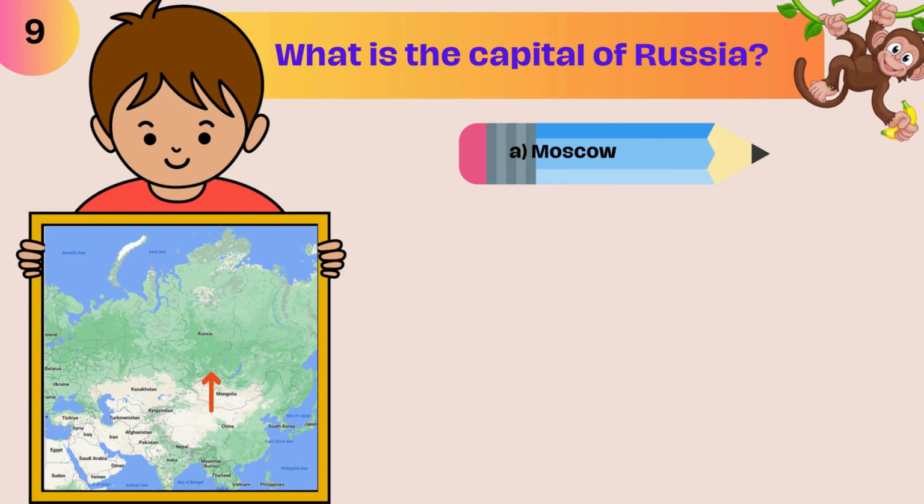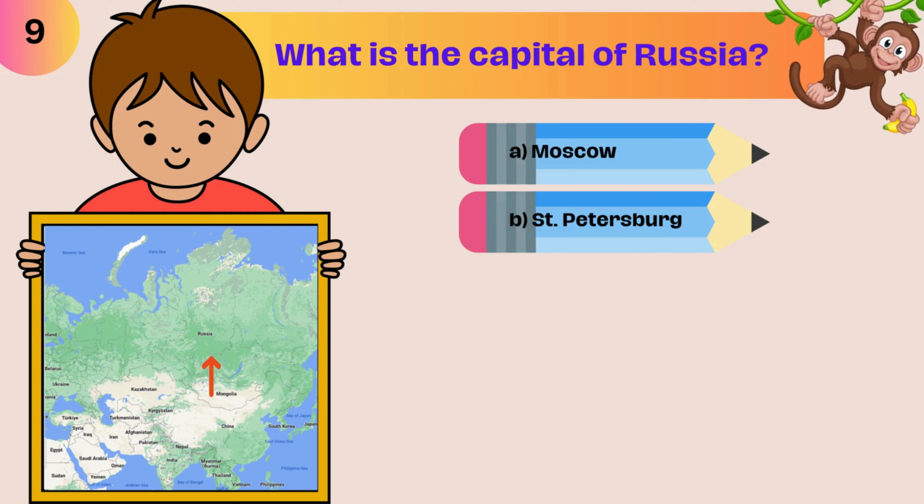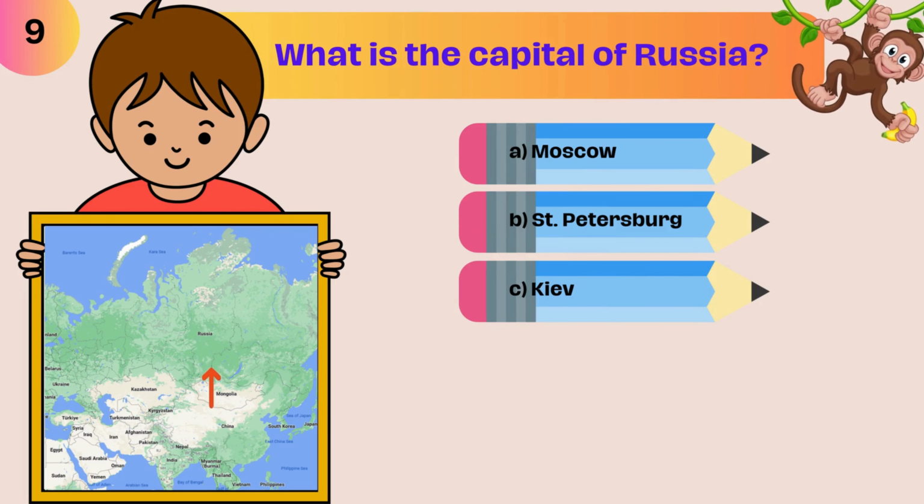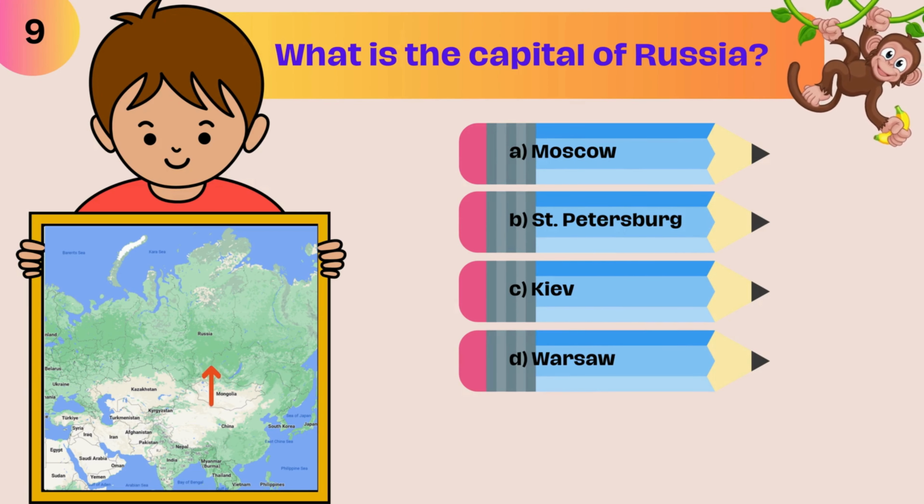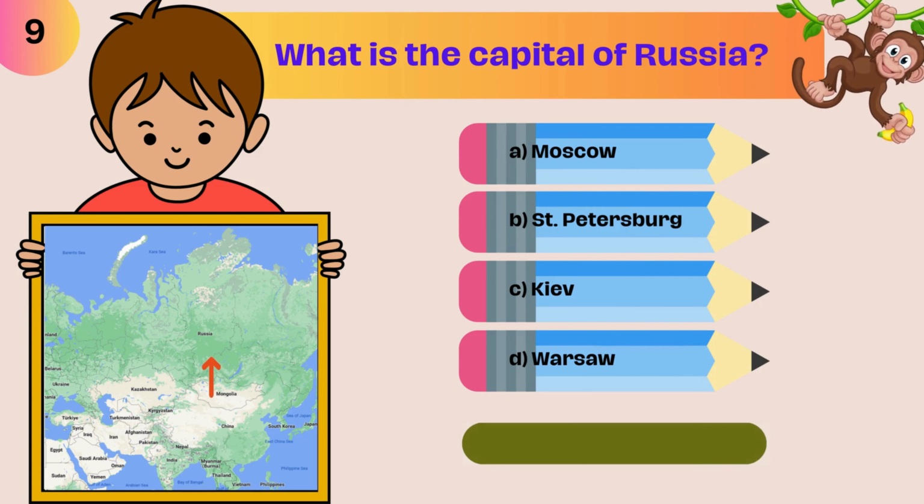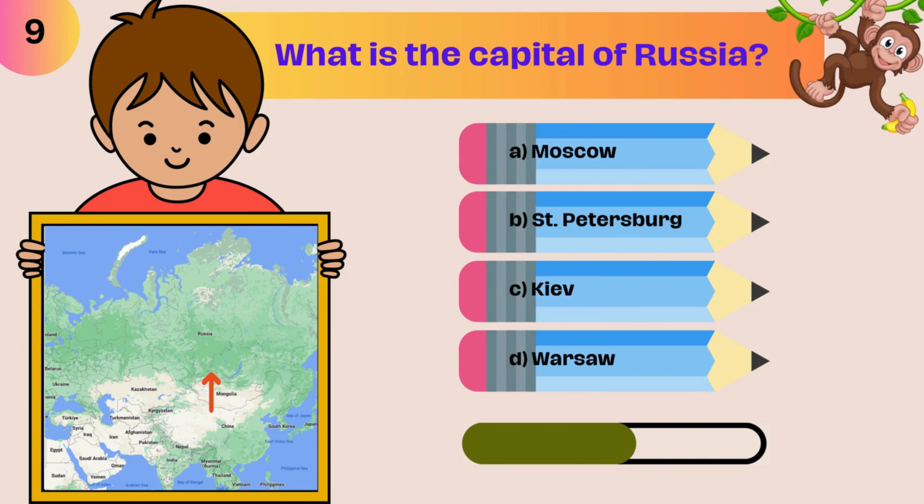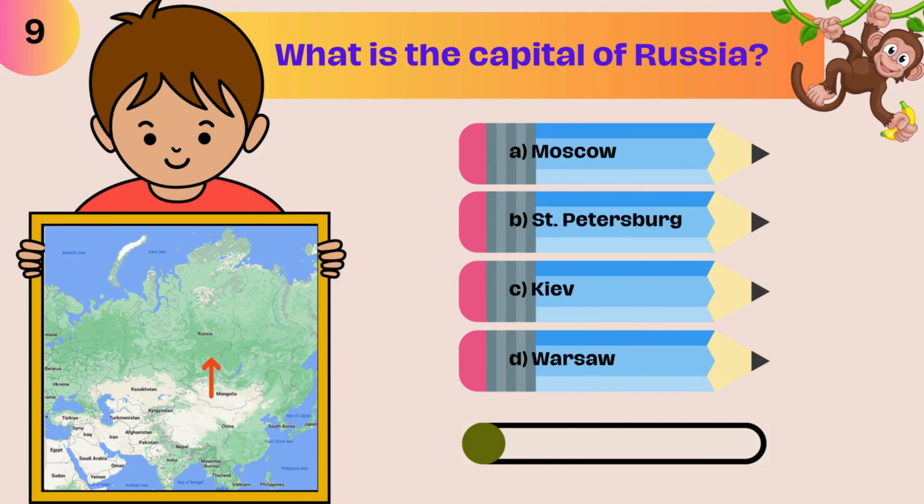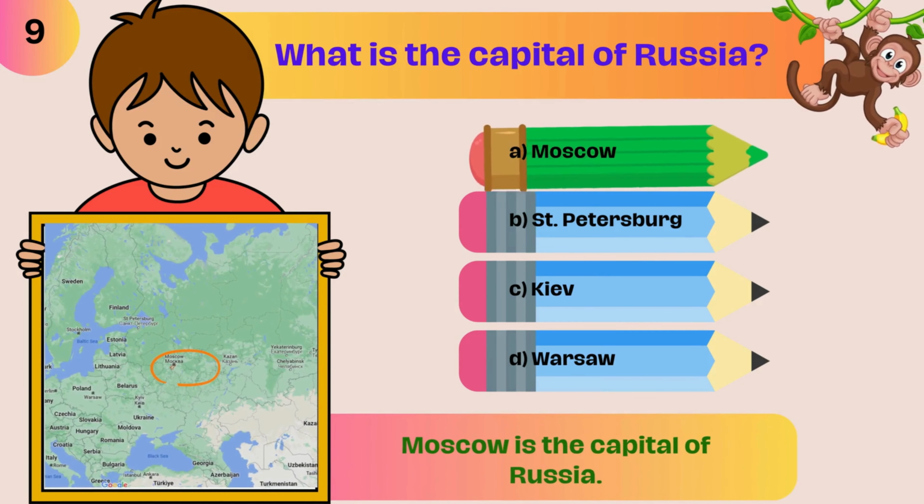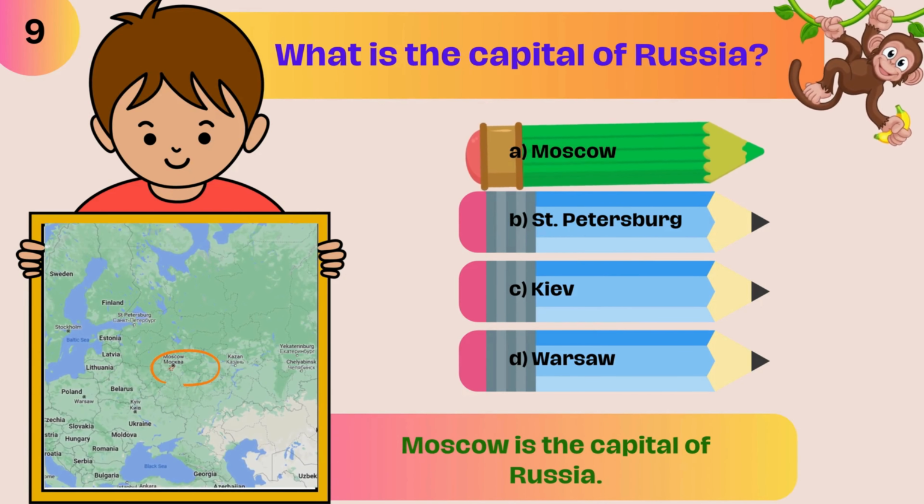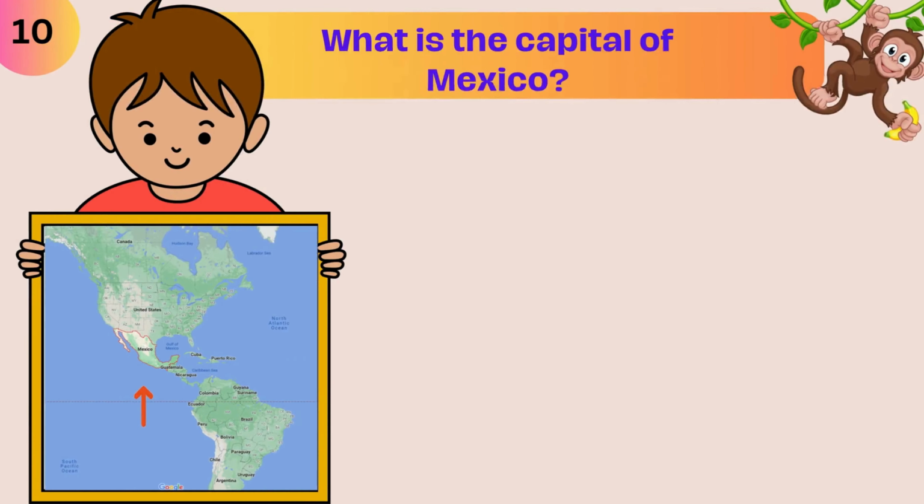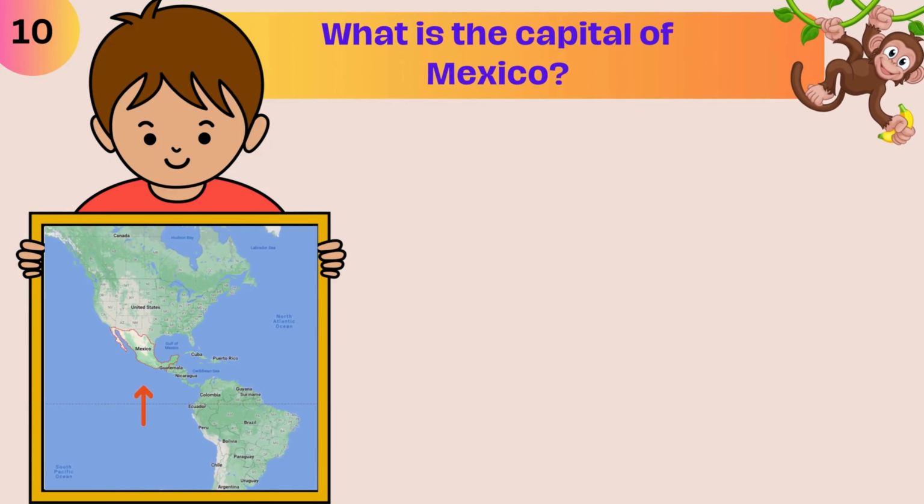What is the capital of Russia? A. Moscow. B. St. Petersburg. C. Kiev. D. Warsaw. The right answer is A. Moscow.